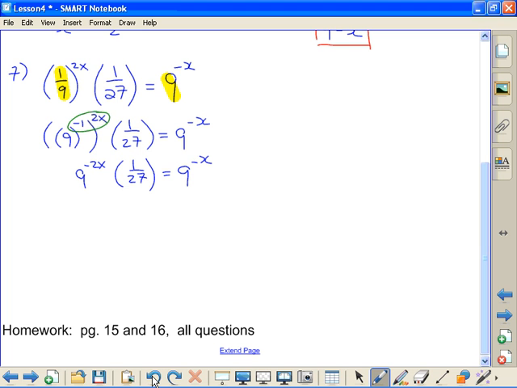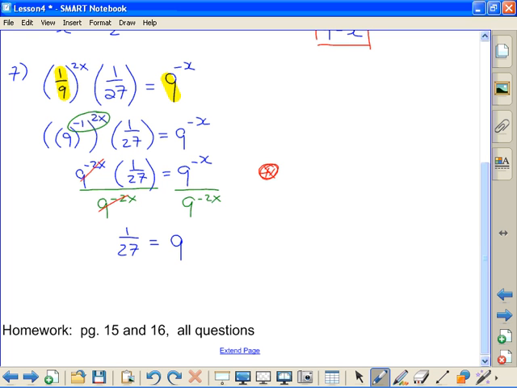I asked myself what's happening on this side, and I have 9 to the exponent negative 2x multiplying a fraction. So can I undo that? For sure. So I can divide both sides by 9 to the exponent negative 2x. An inverse operation would cancel those out. So I'm left with 1/27 equals 9 to the exponent. And off to the side, I'll do it over here.